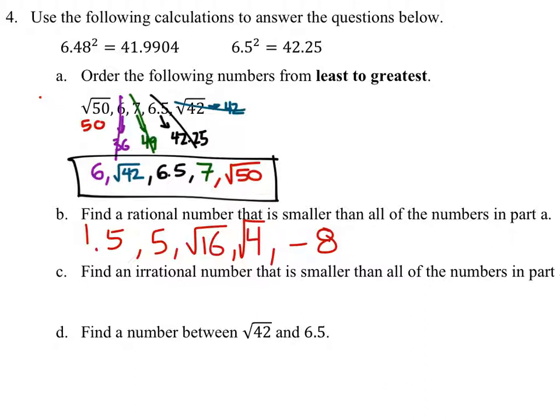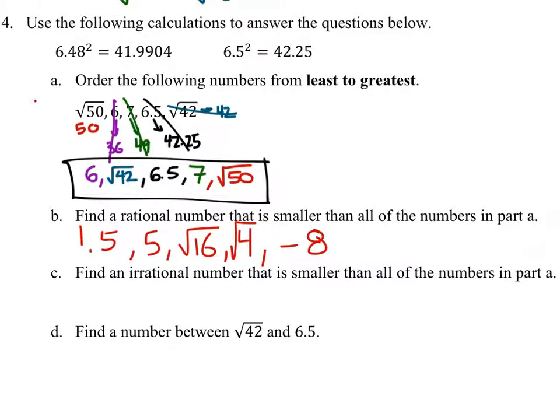Find an irrational number that is smaller than all the numbers in part A. Such as the square root of 5. Pi would work, or the square root of pi. Something like this: you could just say any negative square root of a non-perfect square, like negative square root of 2. That would work.